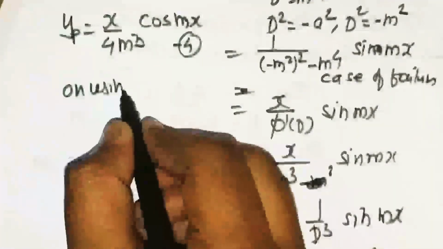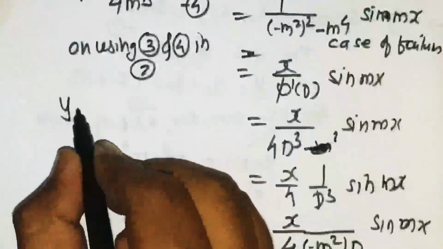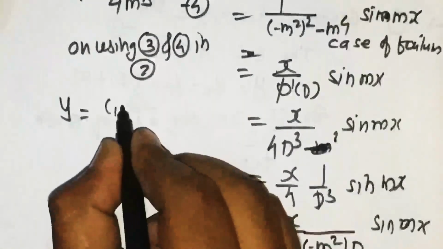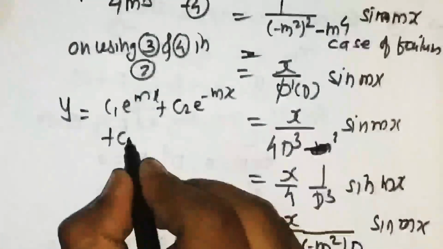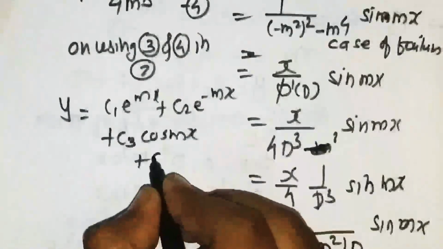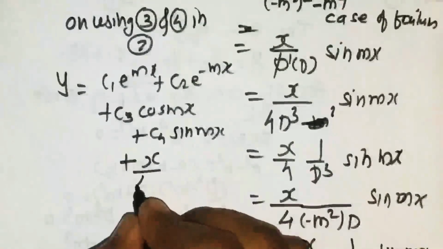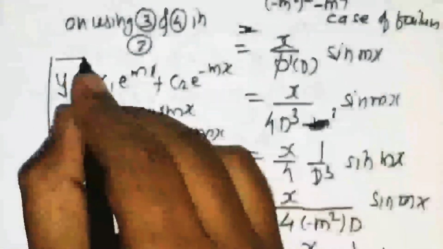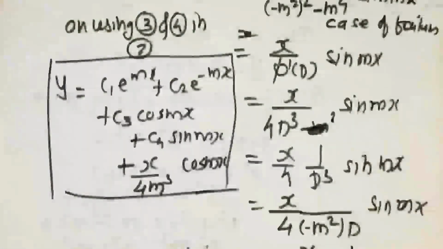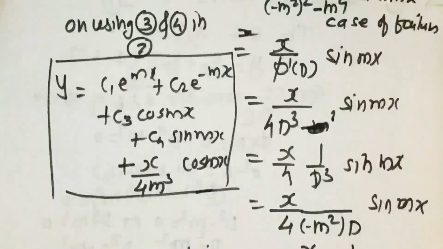On using 3 and 4, that is yc and yp in 2, we'll get our general solution as y equal to c1 e raised to mx plus c2 e raised to minus mx plus c3 cos mx plus c4 sin mx, and plus finally the particular integral x by 4m cube cos mx. So this is the required general solution of the given differential equation. So this is how we do it. First you calculate the complementary function, then you calculate the particular integral, and then you substitute in the general solution definition.